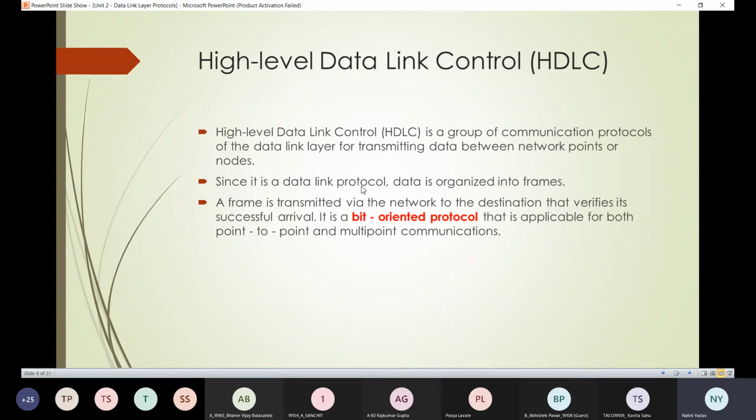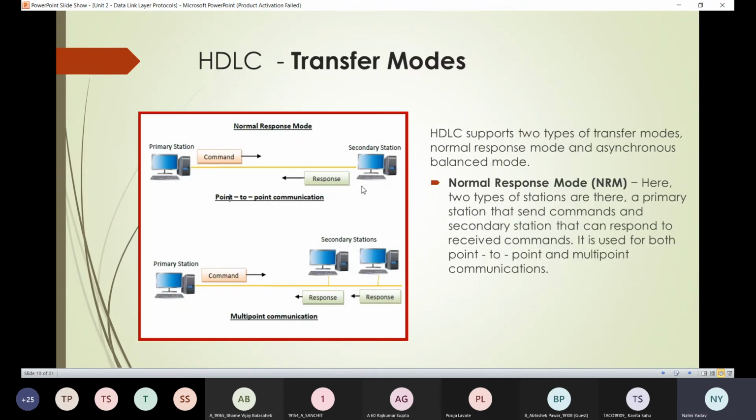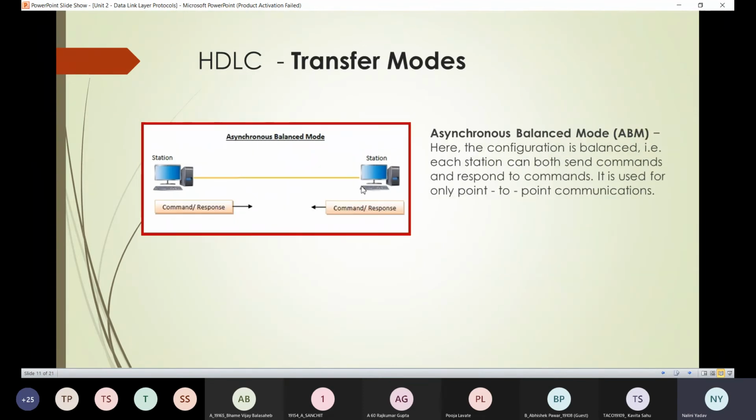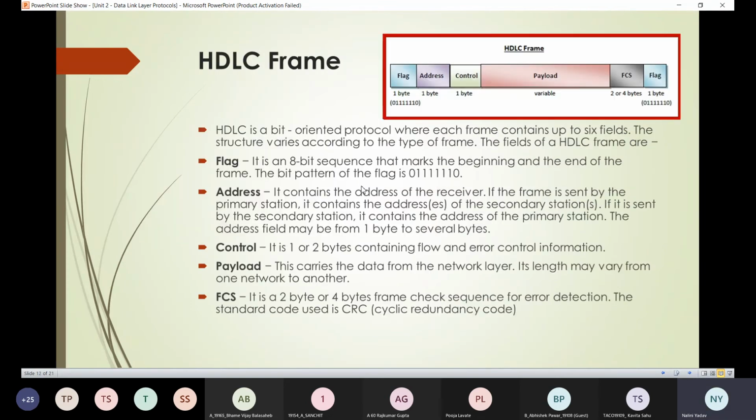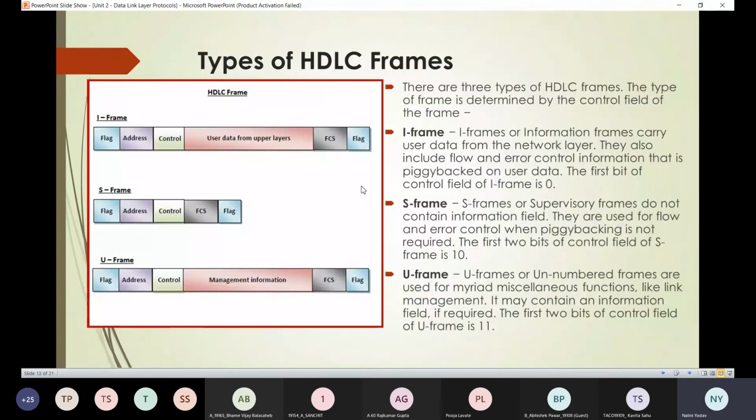Now this HDLC is a bit-oriented protocol. In this, we have two transfer modes, that is normal response mode and asynchronous balanced mode. The frame consists of flag, address, control, payload, FCS, and again at the end, to show the end of the frame, we have a flag. The different types of HDLC frames are I frame, S frame, and U frame. Fine. So even we have seen this frame.